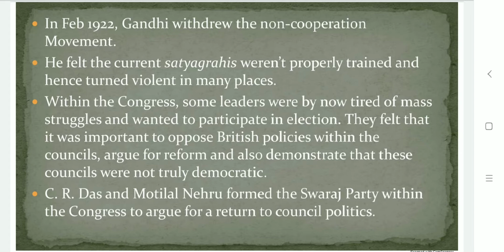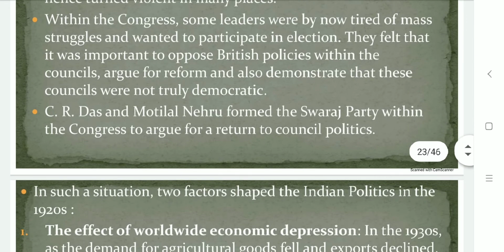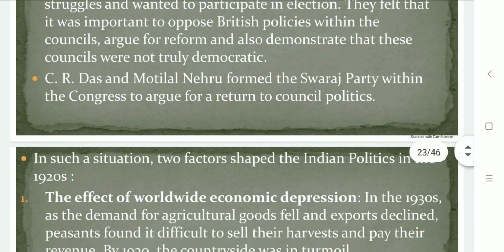Within the Congress, some leaders were not happy with the policies of Mahatma Gandhi. They wanted to participate in council elections, and for this purpose, C.R. Das and Motilal Nehru formed the Swaraj Party within the Congress to argue for a return to council politics.